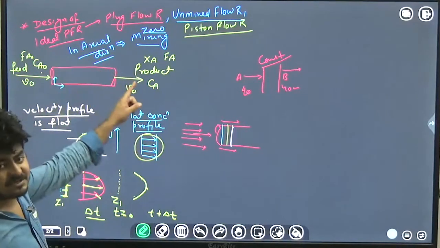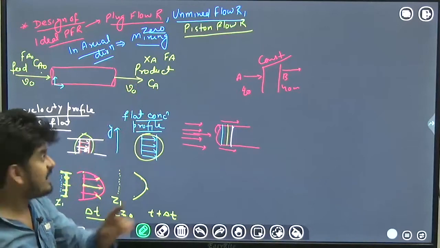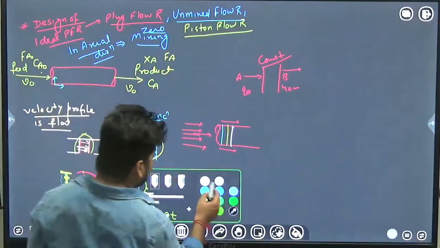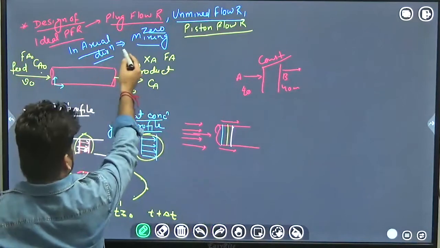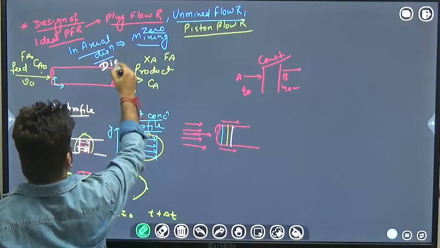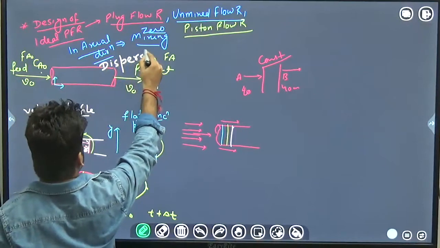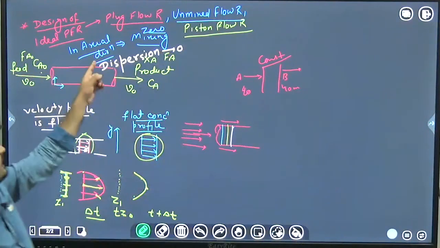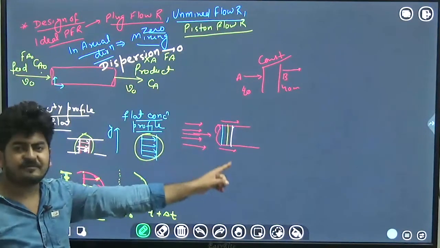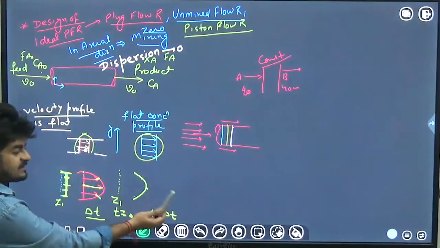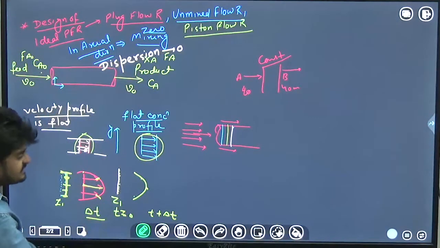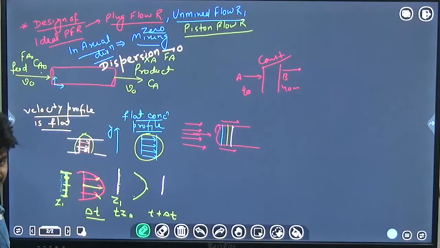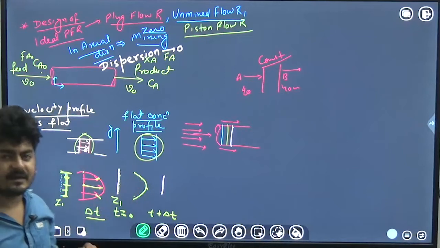So when I am talking about the ideal PFR, in axial direction, zero mixing was there. Zero mixing means in axial direction, dispersion is 0, because here the concentration profile was flat. So there is no dispersion. If initially molecules were like this, then later on molecules will be like this as well. Okay, so this is the thing, guys.